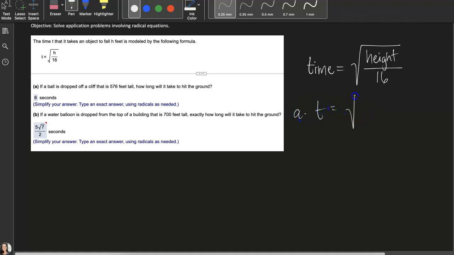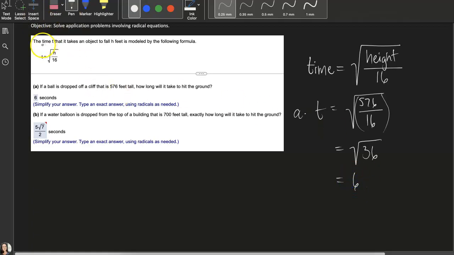we will substitute 576 in for height. The next step is, there's understood parentheses here if we're following order of operations. We need to divide 576 divided by 16. That would give us 36. And then we would need to take the square root of 36, and the square root of 36 is 6.